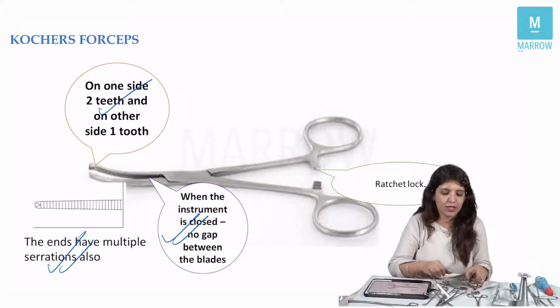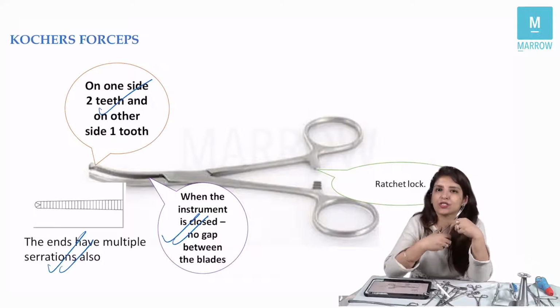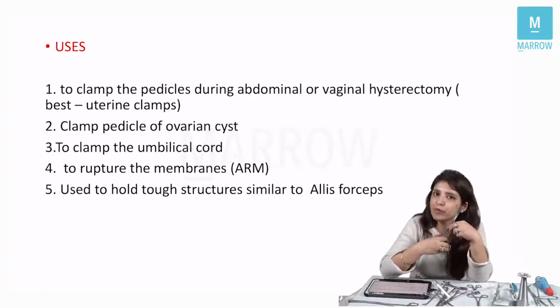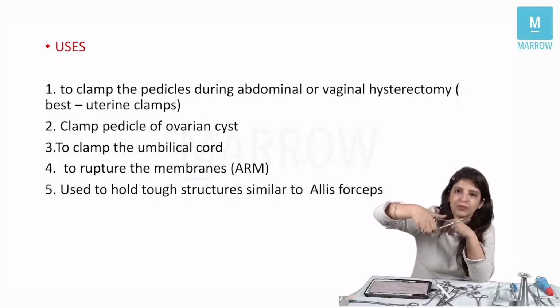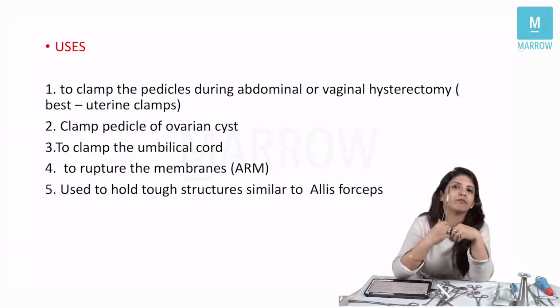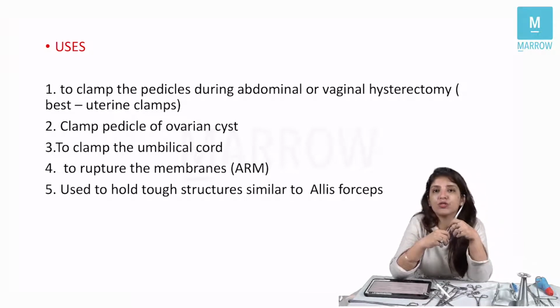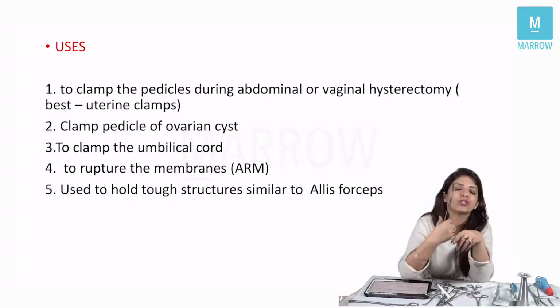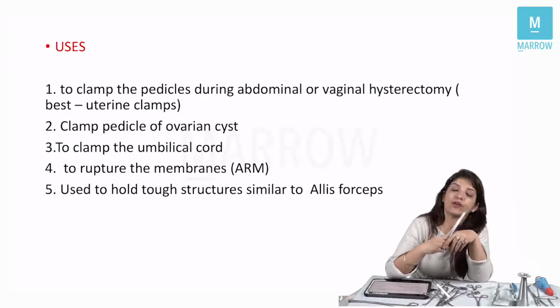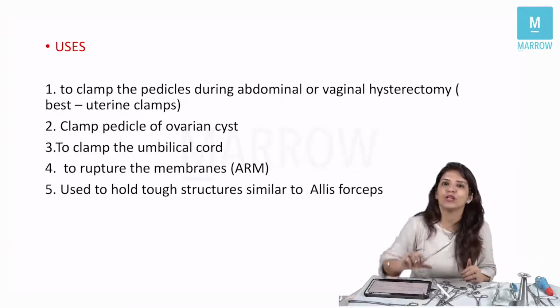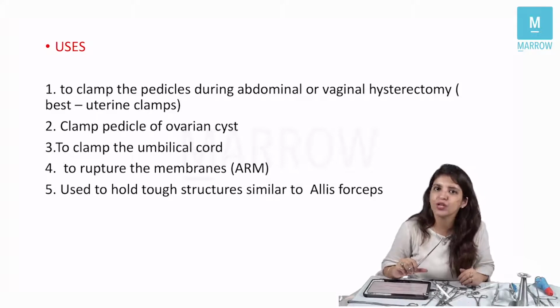Now, Kocher's forceps is basically used in obstetrics to rupture the membranes. That's the number one use. Number two, during abdominal hysterectomy, it can be used to clamp the pedicles. Then, where else are pedicles present? Suppose it is a pedunculated fibroid. In that case, to hold the pedicle, I can use a Kocher's forceps. If it is an ovarian tumor or an ovarian cyst, to clamp the pedicle I can use Kocher's forceps.